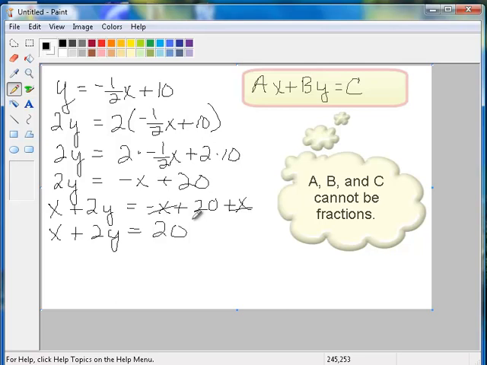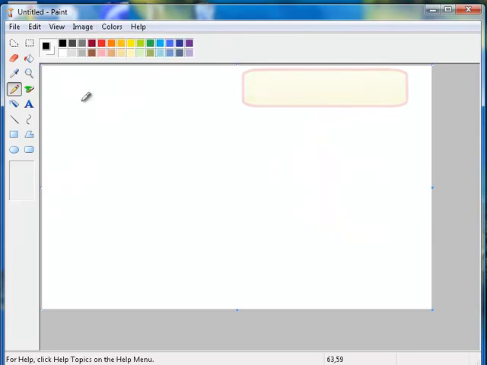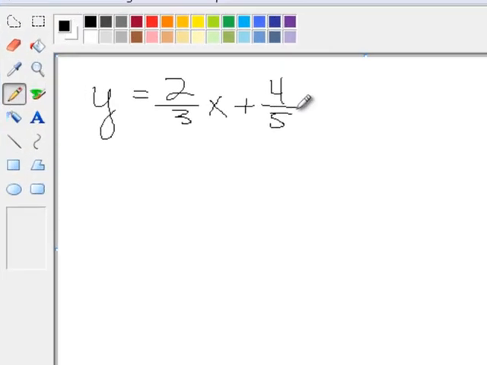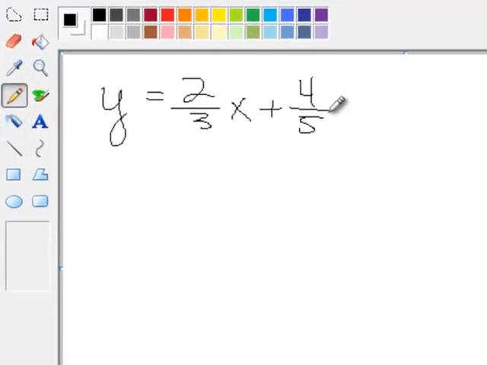In the next example, we will put the equation y equals 2/3 x plus 4/5 in standard form. Since we know that we cannot have fractions in standard form, we will begin by clearing the fractions. Since the least common denominator for this problem is 15, we will multiply both sides of the equation by 15.